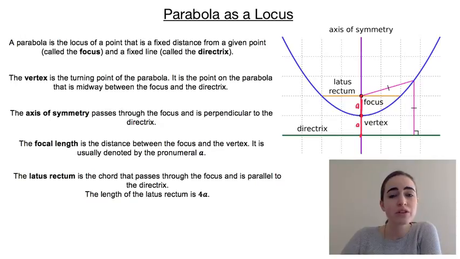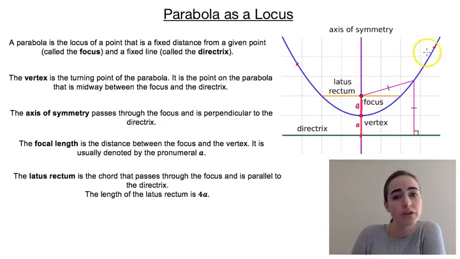The next term is what's called the latus rectum. So the latus rectum is a chord that passes through the focus and is parallel to the directrix. So a chord can be any line that passes from one point on the parabola to another. So if we joined those two dots together, we would form a chord. But our latus rectum is a particular chord. It's passing through that focus, so that means it's a focal chord, and it's also parallel to the directrix.